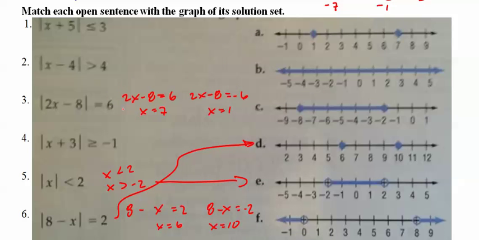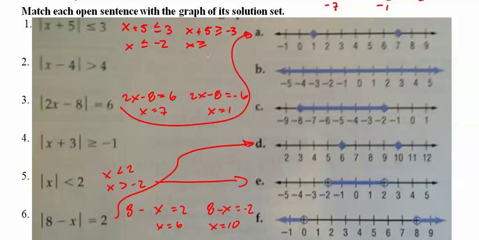Gotta find a way to write this. Go up to the top. X plus 5 is less than or equal to 3. X plus 5 greater than or equal to negative 3. X less than or equal to negative 2. X greater than or equal to negative 8. So that looks like it's between negative 8 and negative 2. Hey, there it is. Can't do that. Not enough room.